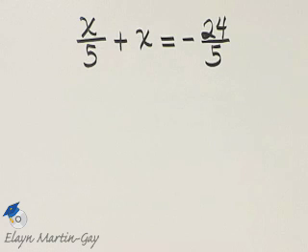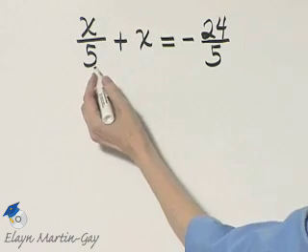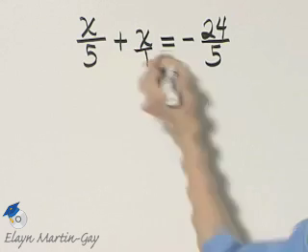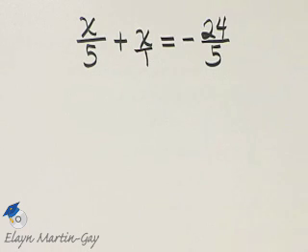Notice we have an equation. This equation contains fractions, and we want to solve this equation for x. Remember, one way we can handle these fractions when we have an equation is to multiply through by the LCD. The least common denominator for all of these terms is 5.